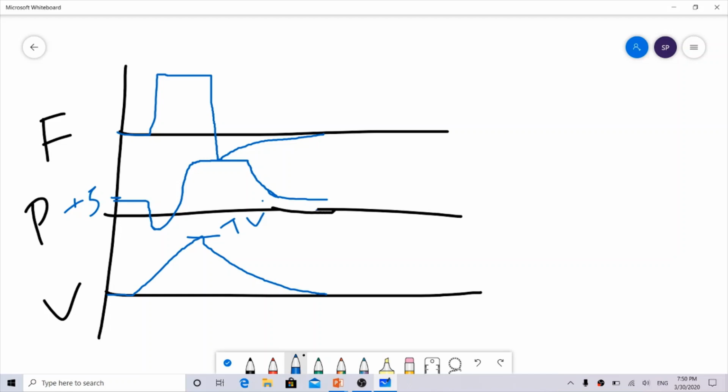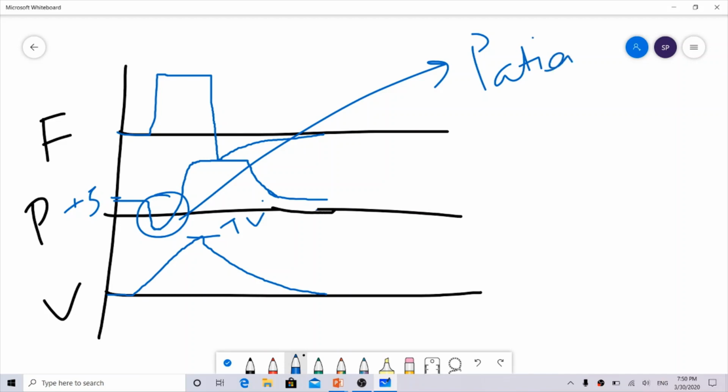So the important thing to know is, whenever we are seeing a drop in pressure like this on an AC setting, this means the patient has initiated the breath.